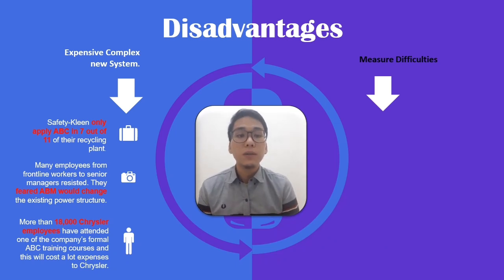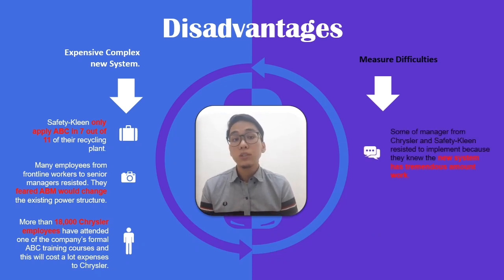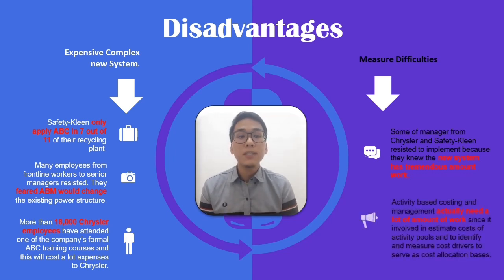So next, some managers from Chrysler and also Safety-Kleen resisted implementation because they know the new system has a tremendous amount of work. Of course, implementing a new system has a tremendous amount of work. So lastly, activity-based costing and management actually need a lot of work, since it involves estimating the cost of activity pools and identifying and measuring cost drivers to serve as cost allocation bases. Before we stated that a new system has a tremendous amount of work, but ABC may actually need double the work.